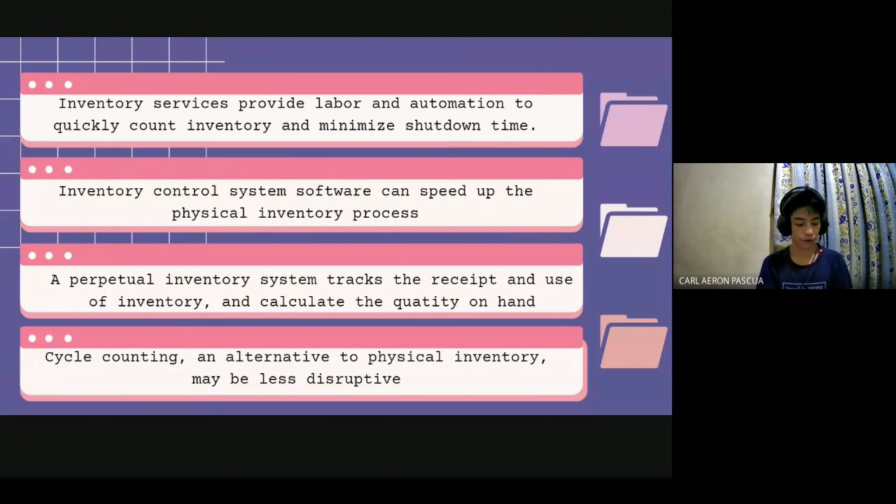So we have four tactics a business may use to minimize the disruption caused by physical inventory. First, inventory services provide labor and automation to quickly count inventory and minimize shutdown time. Second, inventory control system software can speed up the physical inventory process. Third, a perpetual inventory system tracks the receipt and use of inventory and calculates the quantity on hand. Fourth, cycle counting, an alternative to physical inventory, may be less disruptive.